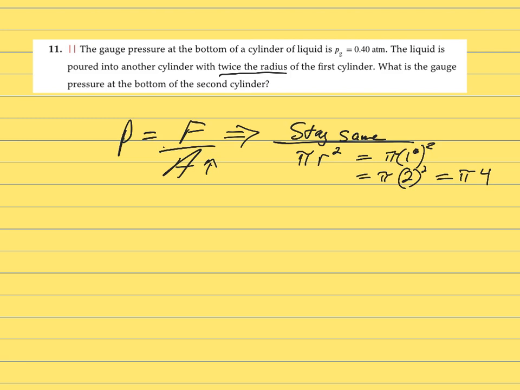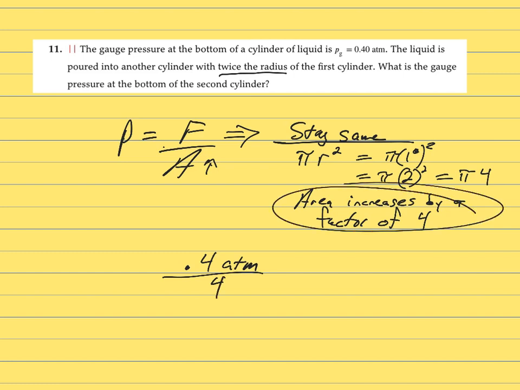So, the area increases by a factor of 4. So they told us that this thing had a 0.4 atmosphere. That's a pressure, a gauge pressure. We don't have to mess around with absolute gauge. It's just going to be a factor thing. And I'm going to put a 4 down low because I just showed you that. What's 0.4 divided by 4? It's 0.1 atmospheres.